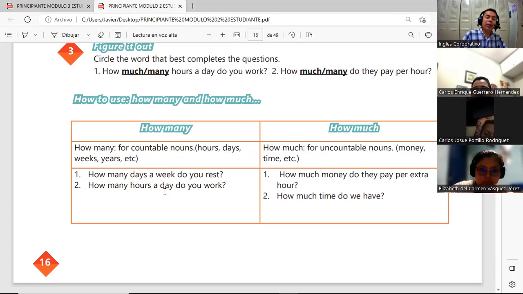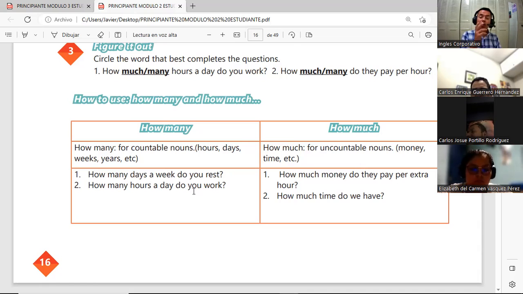Okay, here we have the examples. How many days a week do you rest? How many hours a day do you work? Okay? Good. Now, in this case, it's countable, right? Countable now. Now, let's go to how much.